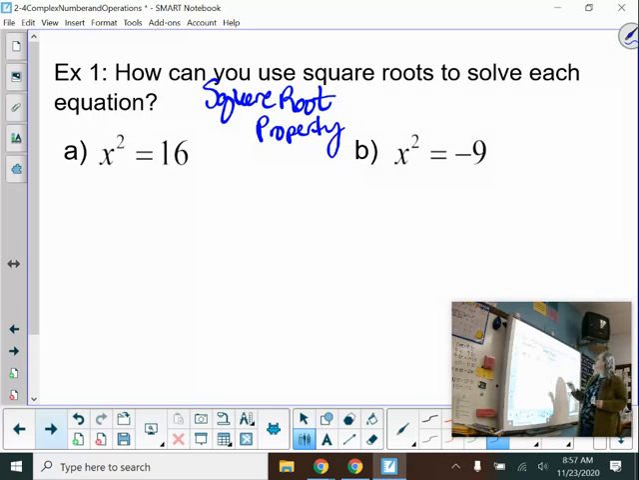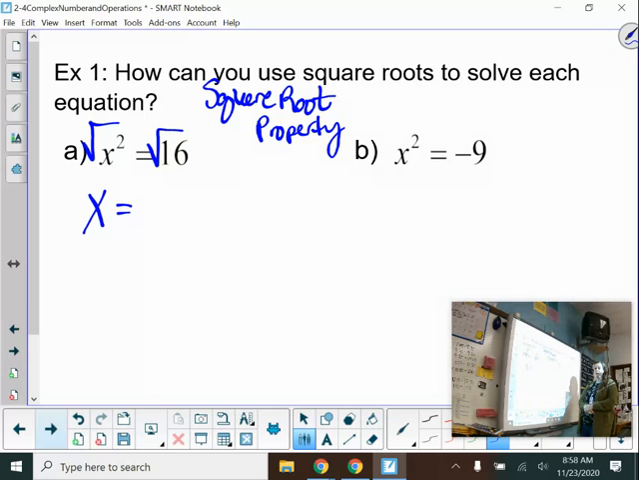The square root property. The square root property means that if you can isolate your x squared in a problem, or some quantity that is squared, you can solve by taking the square root of both sides of your equation. The square root of x squared is x.